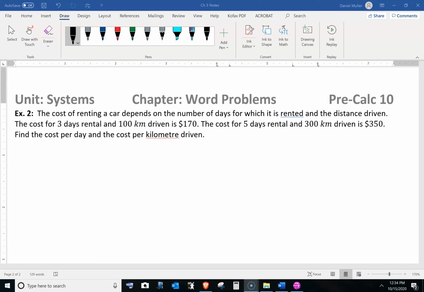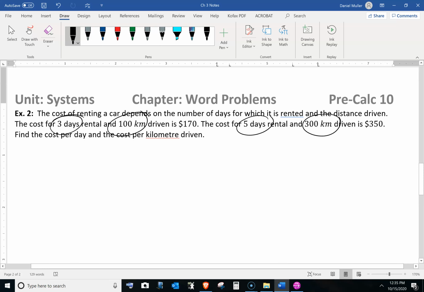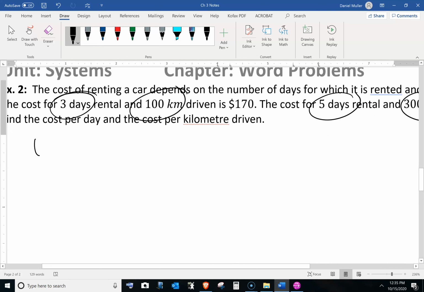And it tells us some information. It says, okay, well, if you do 3 days and 100 kilometers, it's going to cost you $170. But if you do 5 days and 300 kilometers, it's going to cost you $350. Okay, so then the question is, what's unknown here? What do we not know?